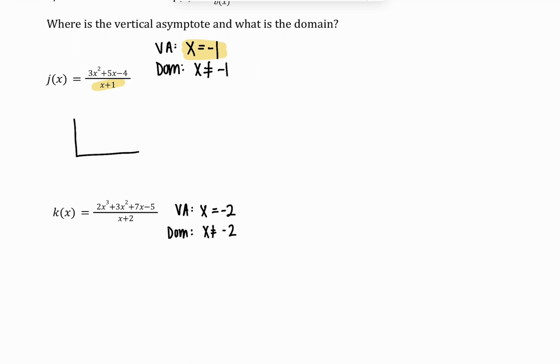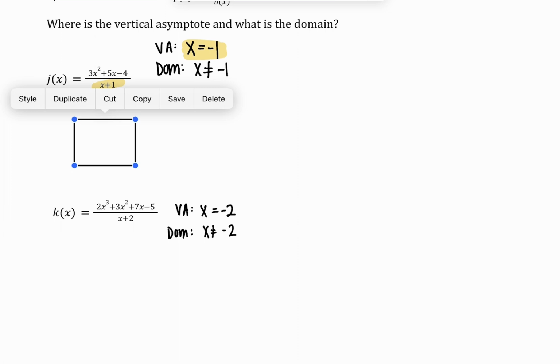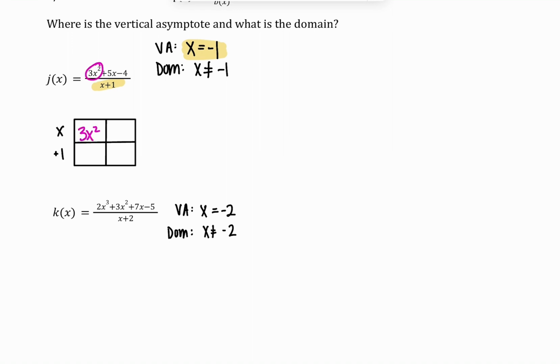If we look at the box for J of x, we're dividing by x plus 1, so that's going to be on the side of your box. And you know that 3x squared has to come out of it. So in order to get 3x squared, x had to multiply by something, and that would have been 3x times x equals 3x squared.